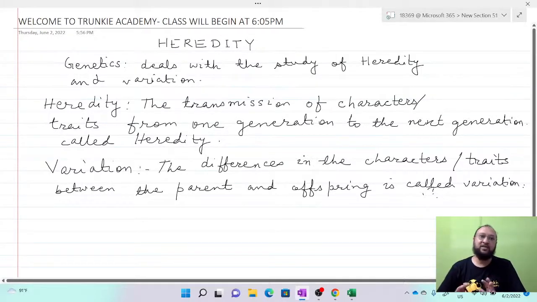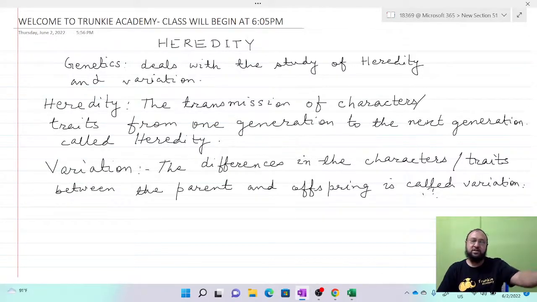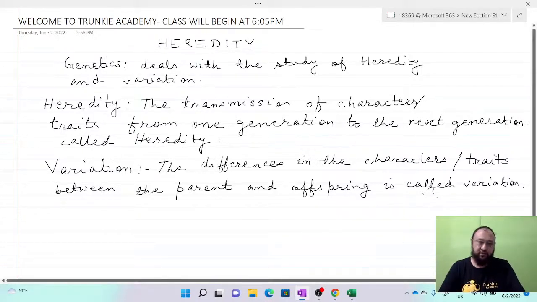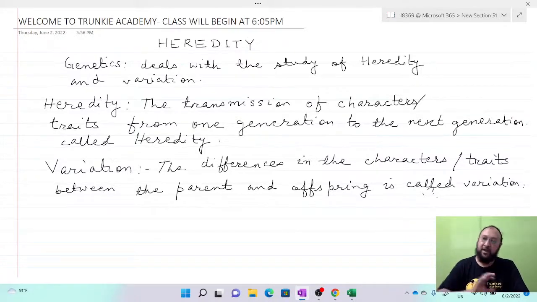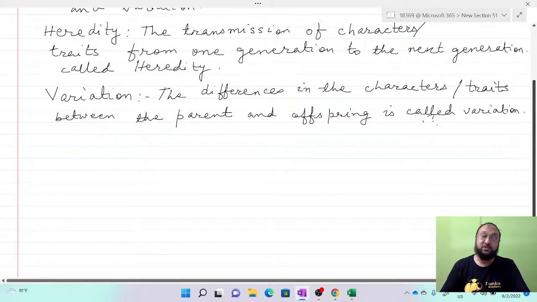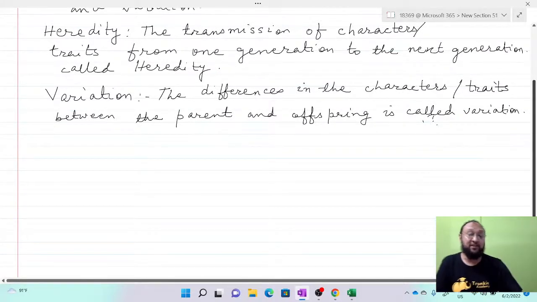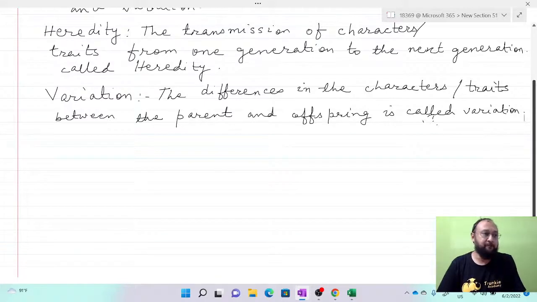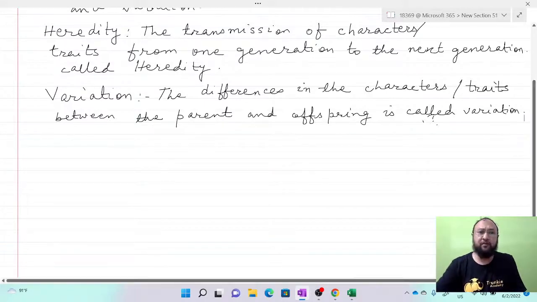Now you have understood what is heredity and what is variation. Heredity is the transmission of characters or traits from one generation to another, that means from parents to offspring, and variation is the differences in characters. There will be some differences in the offspring from parents, and these differences are the variation. These variations are very important because they serve as the raw material for evolution. Evolution is another topic in this chapter that we will study later on. Variations are of two types.